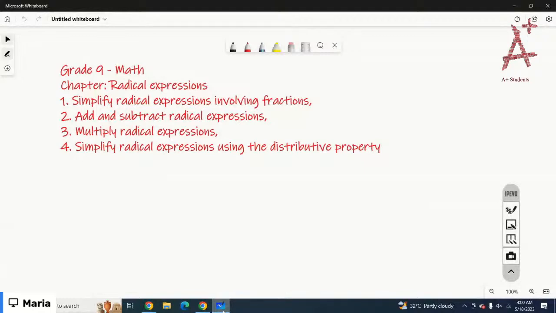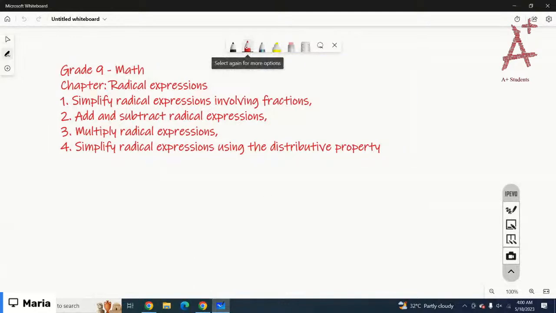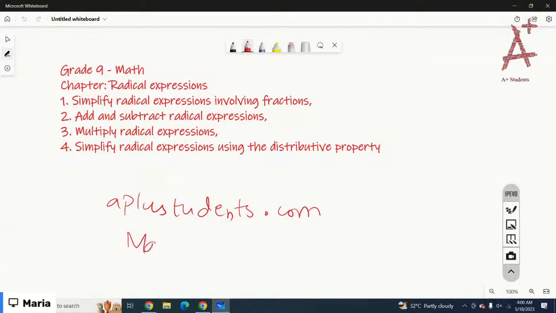We are here for grade 9 maths. You can find all the lessons on aplusstudents.com. You have to log in there using your email address, and the password is provided by the administrator. Then you have to select math from the subject tab. Scroll down to grade 9 and then click on view all lessons.